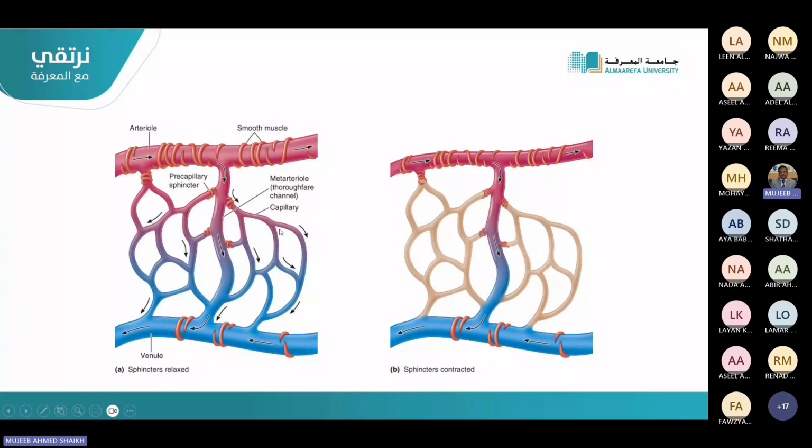There are sphincters also. We call it the precapillary sphincter, just like a valve. So when this valve is tightened, they constrict, and this will lead to diversion of the blood. There is no blood here now. Blood is diverted directly to the main vessel, through and through vessel, to the venous side. So the sphincter is causing distribution of the blood between the capillaries as well as the venules.